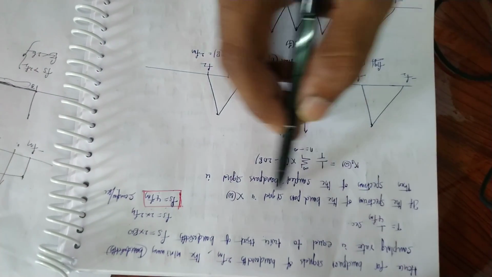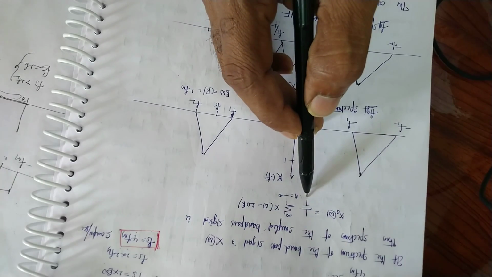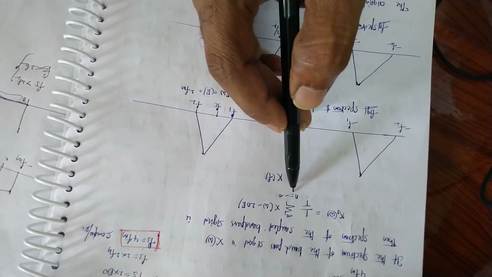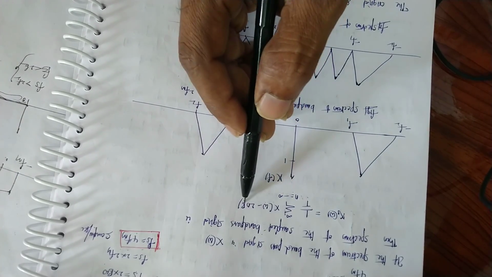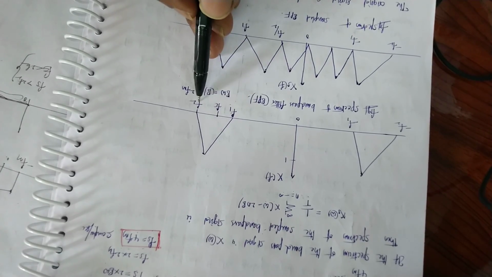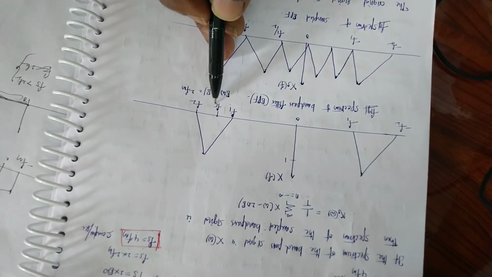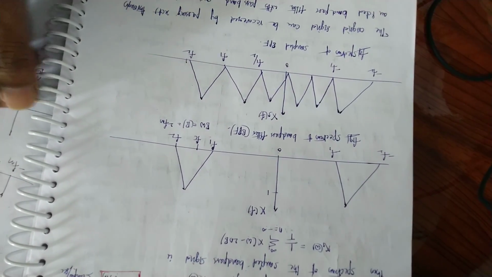So the spectrum of the bandpass signal can be represented as Xs of omega is equal to 1 by T into summation n equals minus infinity to infinity X of omega minus 2nB. Here this is the spectrum for the bandpass signal, f1 and f2 are the frequencies, fc is the central frequency, as well as this is the frequency spectrum for the sampled version of the signal.